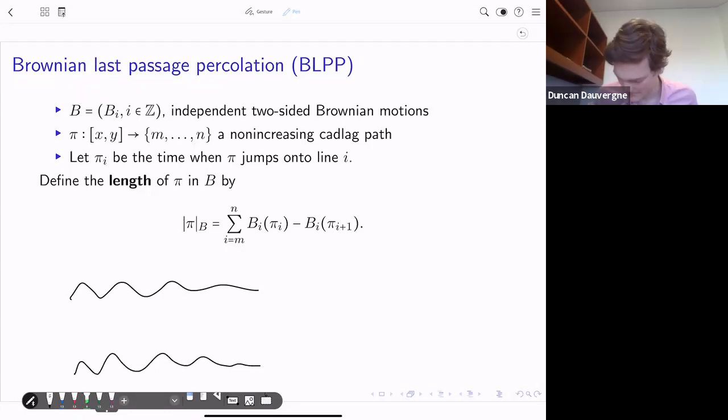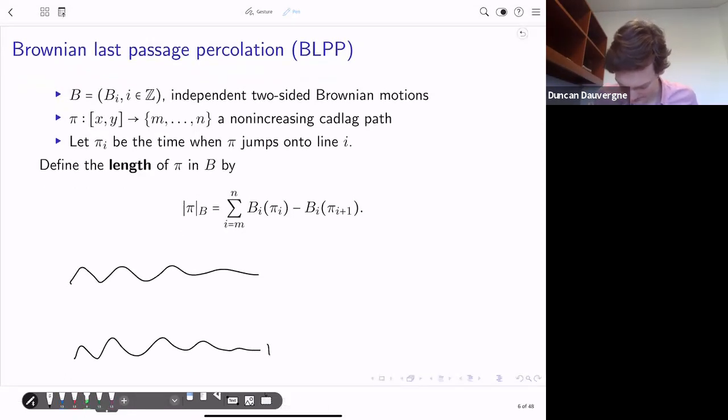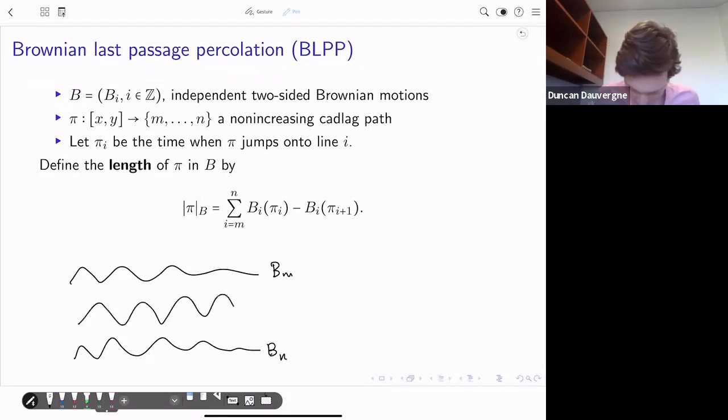There's a formula for defining path lengths, but everything's easier to understand through a picture. So I have my paths, which are, say, Bn on the bottom up to Bm, and I have some Bi in the middle. And I'll look at the graph of pi superimposed on top of these Brownian motions. So it's going to look something like this.